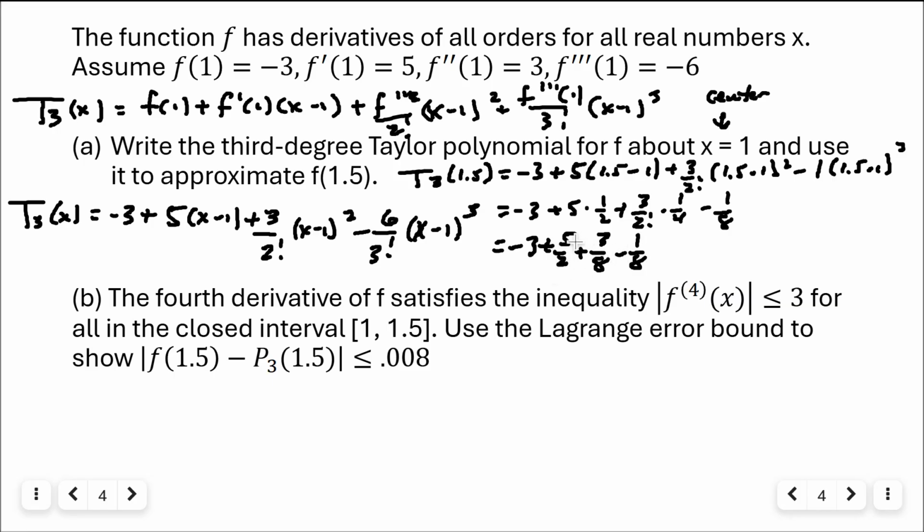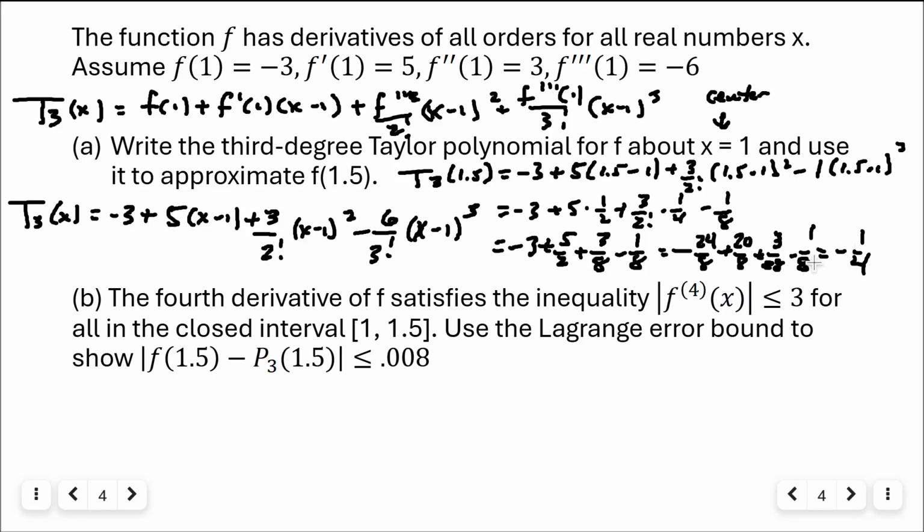So 5 over 2 is really 20 over 8. And so that's going to be negative 24 over 8 plus 20 over 8 plus 3 over 8 minus 1 over 8. So that's, let's see, that's 2, 22, negative 1/4. So the third degree Taylor polynomial approximates the value at 1.5 as negative 1/4.